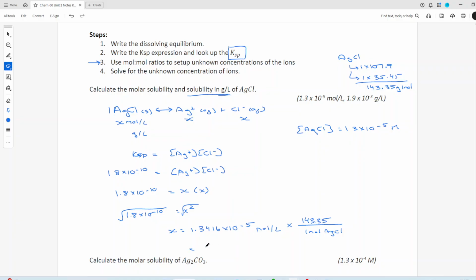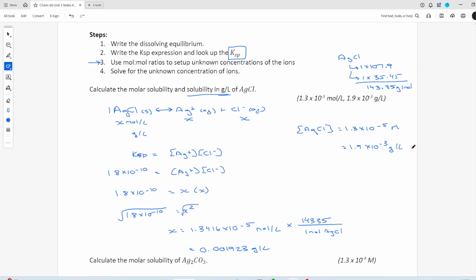So I've got my answer recorded, and I'm going to multiply by 143.35, which is going to give me 0.001923 grams per liter. And so I'm going to put that my solubility in grams per liter to 2 sig figs is 1.9 times 10 to the negative 3 grams per liter.